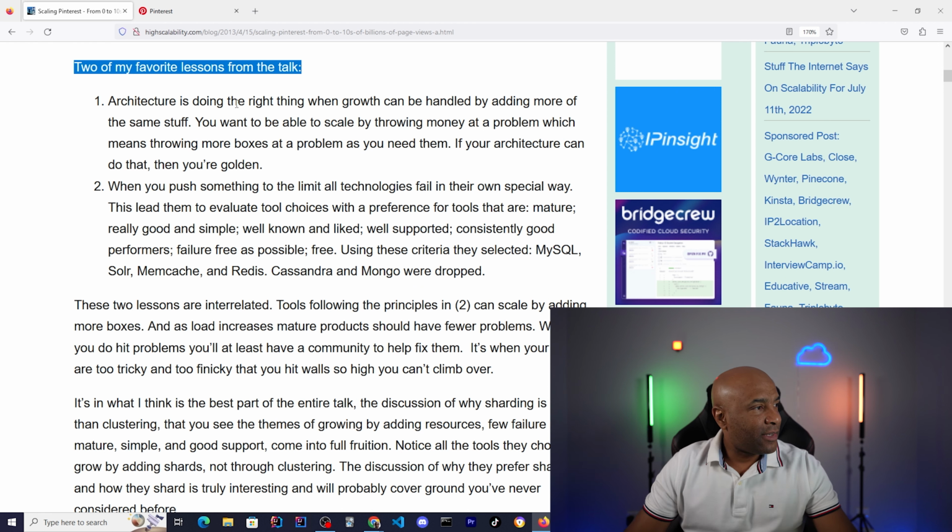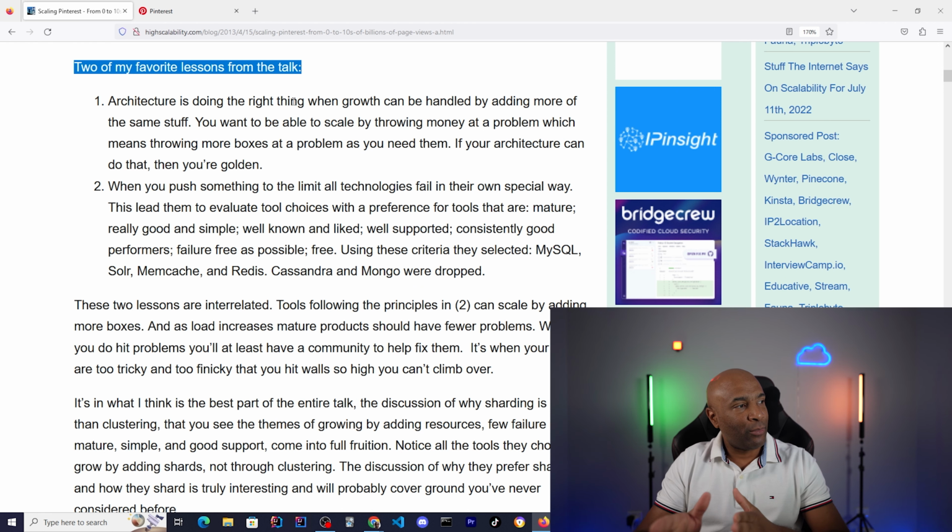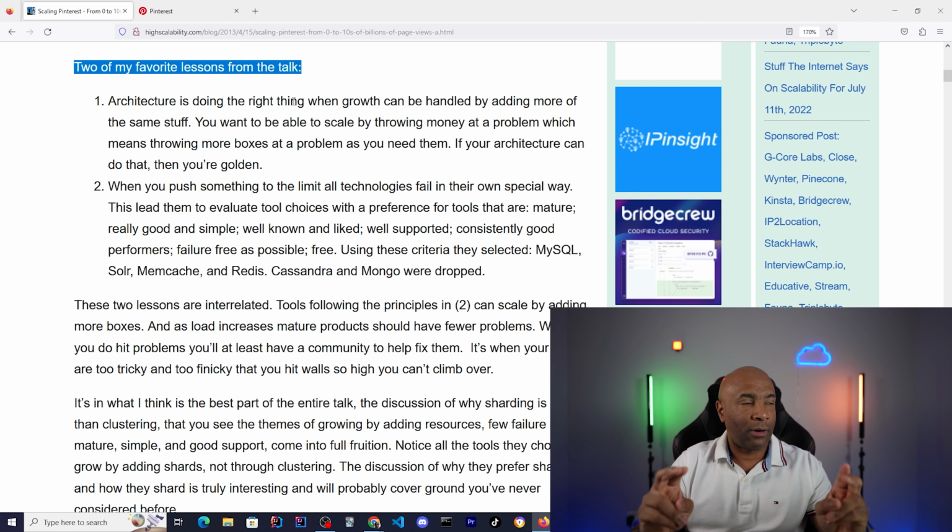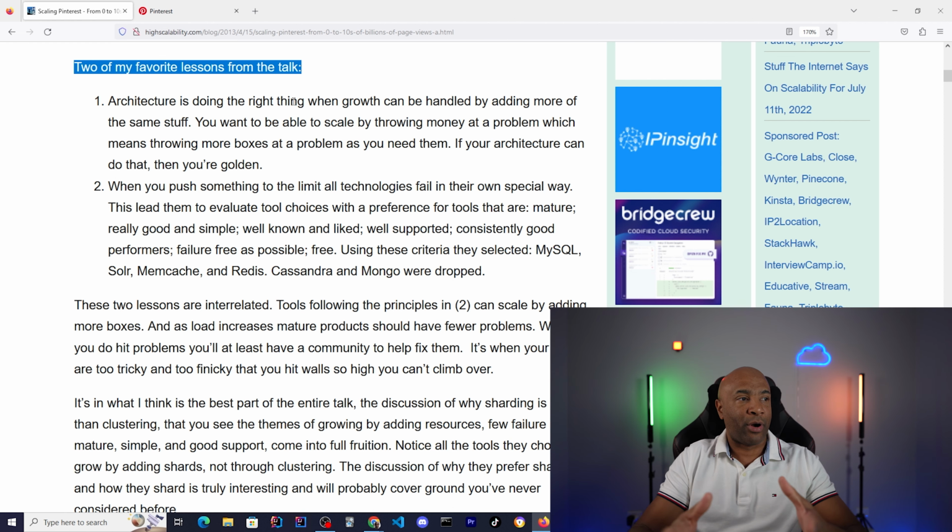The number one point here is that the architecture is done the right way when growth can be handled by adding more of the same stuff. You want to be able to scale by throwing money at the problem, which means throwing more boxes or more resources at the problem as we need them. If your architecture can do that, then you're golden.